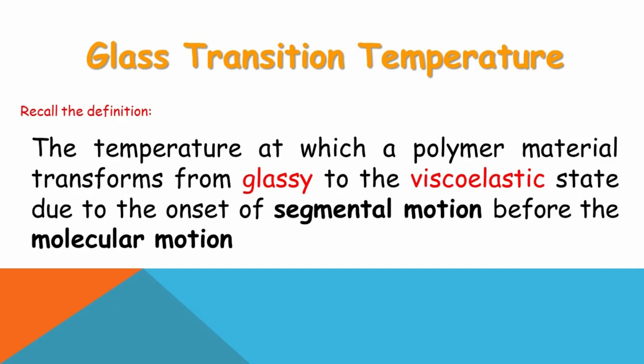Now, let us recall the definition of glass transition temperature as the temperature at which a polymer material transforms from glassy to the viscoelastic state due to the onset of segmental motion before the molecular motion. I hope all of you have understood the fundamental concept of glass transition temperature in polymers. Thank you.